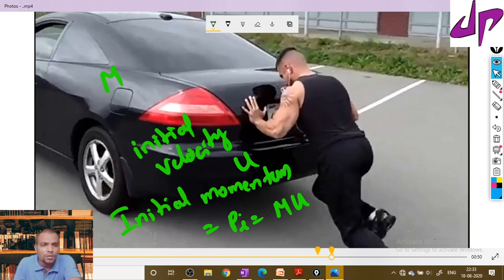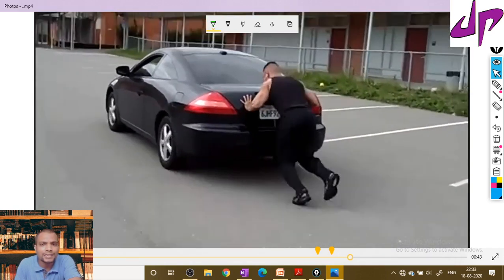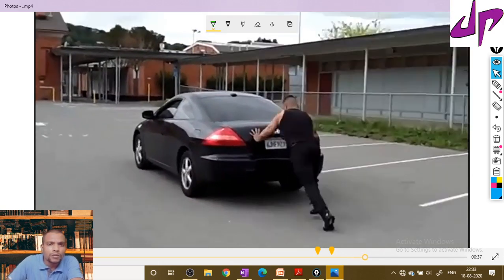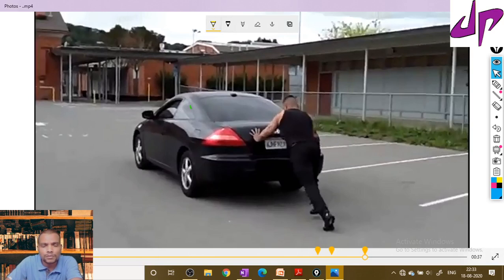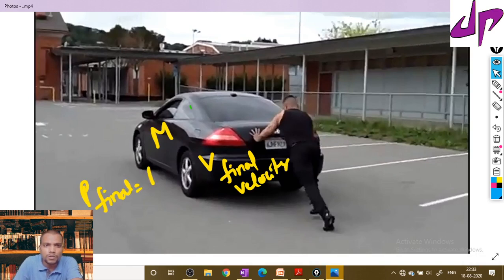Now, you can see he is applying force on the car. Now the car is accelerating. The car is moving, so it is accelerating. In this case, the car mass does not change, so I can take the car mass as m itself only. Its velocity changes, so I can take v as its final velocity. Now we can write the final momentum, momentum final, is equal to the product of mass and velocity.